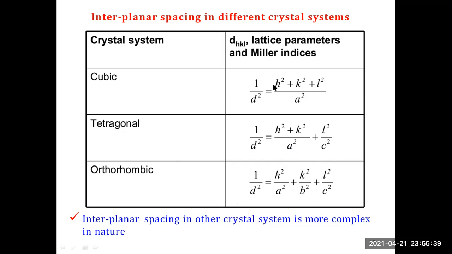When you go to the cubic crystal, 1 by d square is equal to h square plus k square plus l square, all over a square. What are the cubic crystal system lattice parameters? a is equal to b, b is equal to c, and alpha is equal to beta is equal to gamma is equal to 90 degrees. So you can see that the interplanar spacing of these three crystal systems will differ from each other. These are a few important points on interplanar spacing.